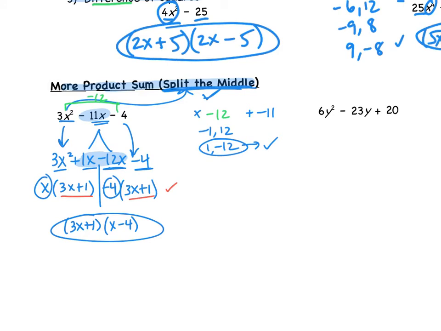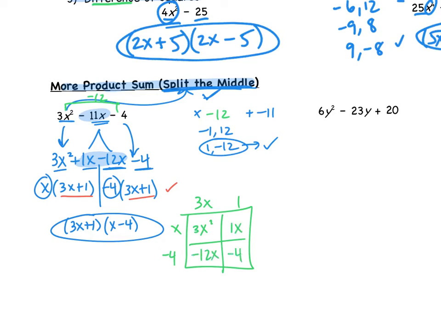Again, you can check your answer. Like I said, you can FOIL or I like the box. So I have 3x plus 1, x minus 4. If I multiply out, that gives me 3x squared, positive 1x, negative 12x, and negative 4. So I get 3x squared, 1 and negative 12 is negative 11x minus 4, which is exactly where we started. Again, I don't expect this for every problem, but it is a good way to check your answer.